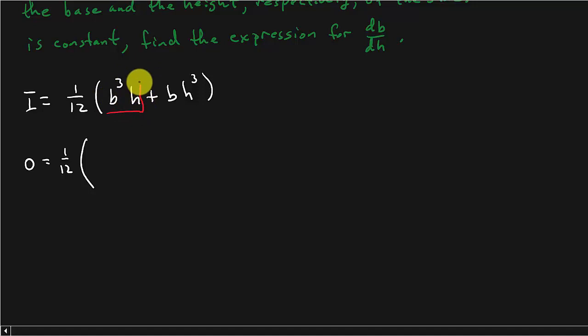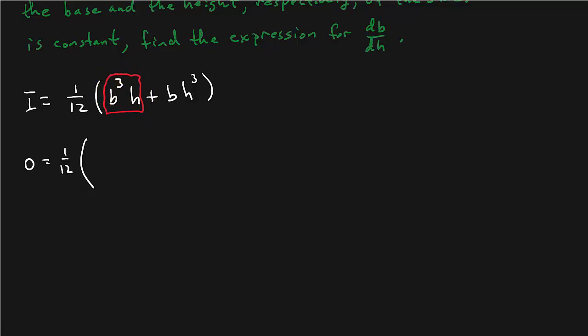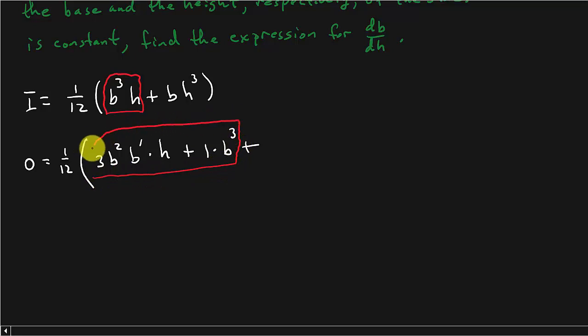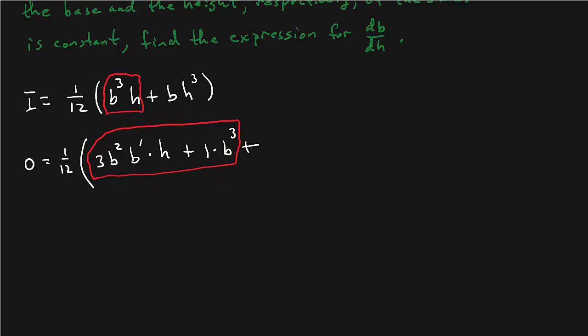This right here, I've got to do the product rule. So the derivative of b cubed is 3b squared times what? B prime. Remember, b is like our y term, times the second function. So this is the derivative of the first times the second, plus the derivative of the second. Derivative of h is 1 times b cubed, plus, okay, so this is the product rule of the first term.